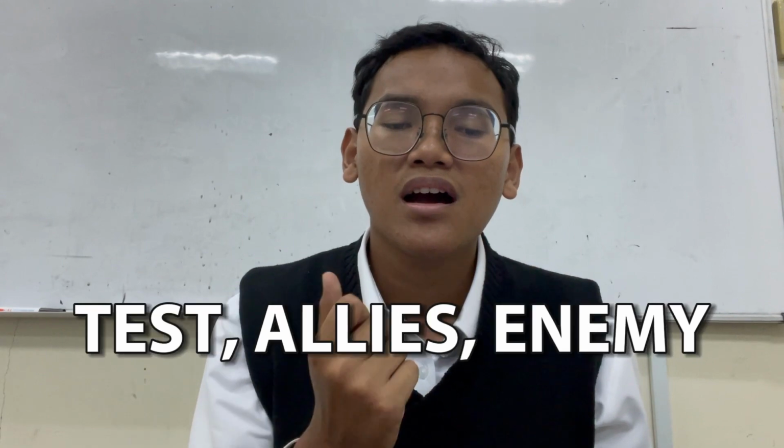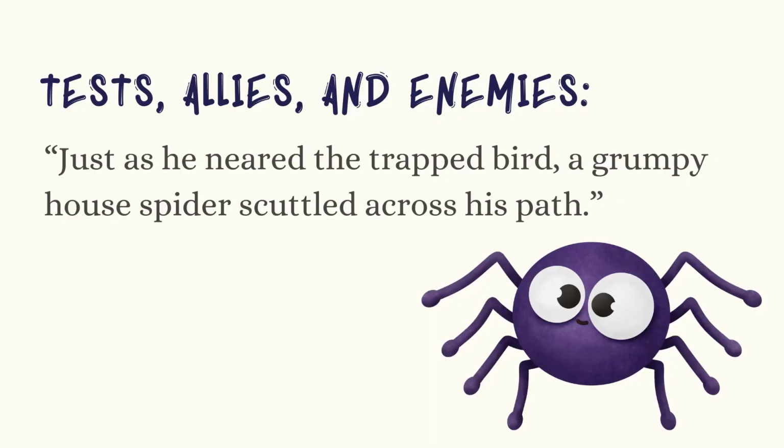The next stage is tests, allies, and enemies. The main character is finally out of his comfort zone. The hero is then suddenly confronted with an even more difficult series of challenges that test him in a variety of ways. In the story, I put a spider as an enemy, a threat to Mitten, challenging him in the journey to get the bird.